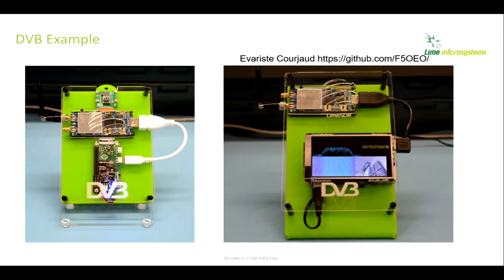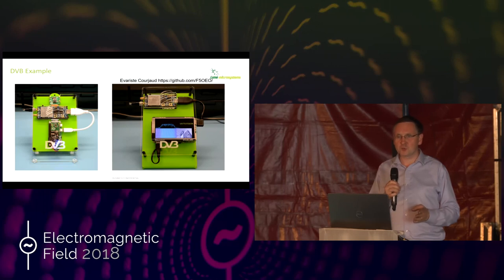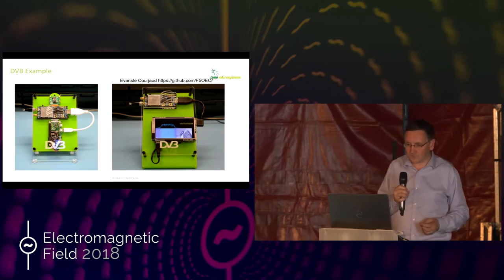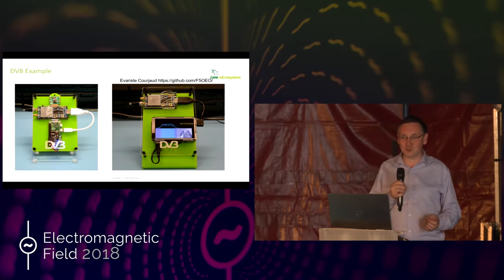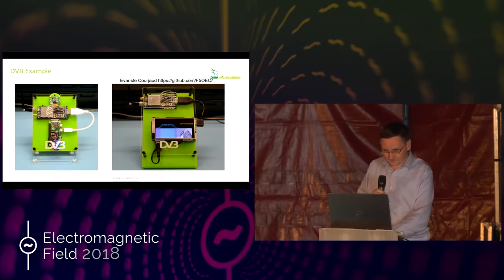Okay, now for some typical examples. We have a digital television example here, and it's a project that we quite like at Lime because it's a mixture of things. It has one of our SDR radios in it. It has a Raspberry Pi Zero. And the software was developed by Evariste Courjaud, I think from France. He has both a transmitter and a receiver for digital television. So within a couple of minutes, you can actually be broadcasting your own digital television stream, subject to the local regulations, of course, wherever you are.